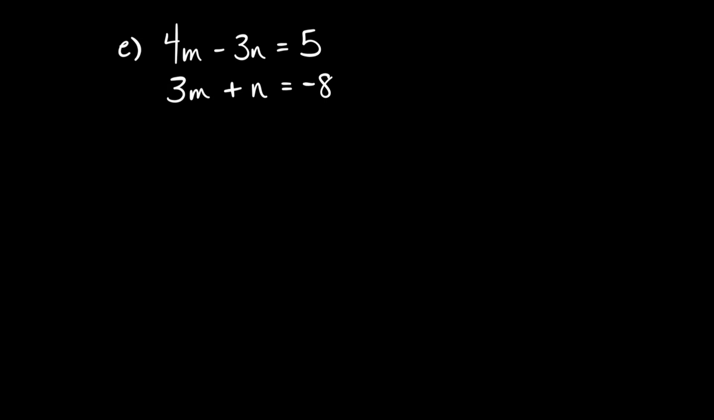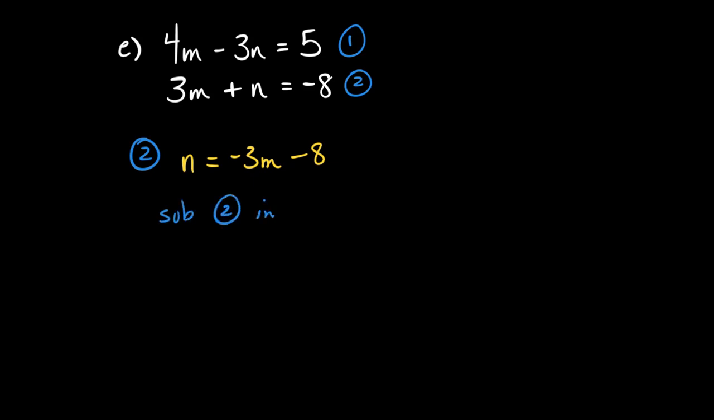Okay, we're back. So we've labeled equation 1 and equation 2. I'm hoping that you can see in equation 2 that our n has a coefficient of 1. So we're going to try to get that n all by itself, which means I have to get rid of a plus 3m. Now that my n is all by itself, I'm going to take equation 2 and sub it back into the other one, to equation 1.